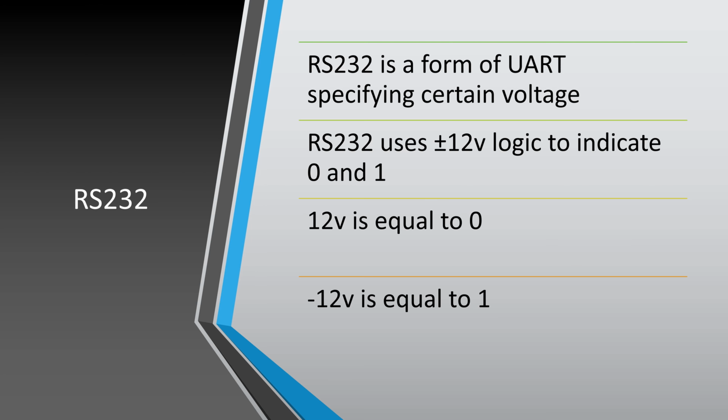RS-232 is commonly used on satellites because it's much more reliable, and also due to the fact that it has a much broader range in voltage, there are fewer possibilities of errors occurring.